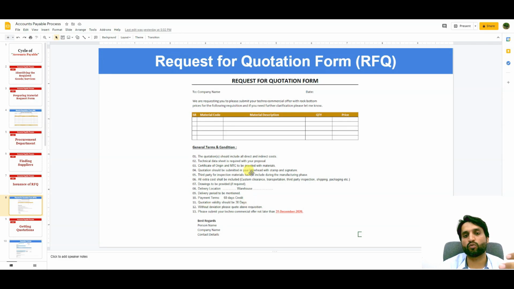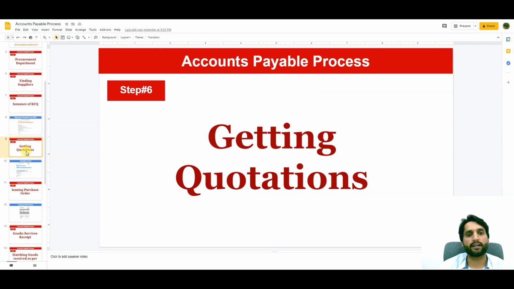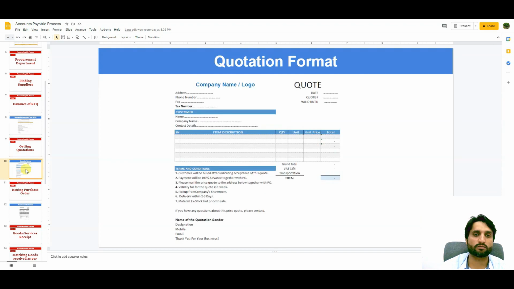All this information we are giving them, asking them to please quote according to it. And please submit your commercial offer not later than 31st December. So they will send you the quotation within this period. This is the format of a request for quotation. Now after that, the suppliers send you the quotations, so the procurement department is getting the quotations. When they get the quotations, the quotations will be in this format. What is the format?